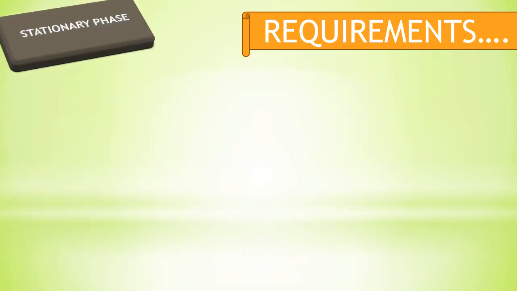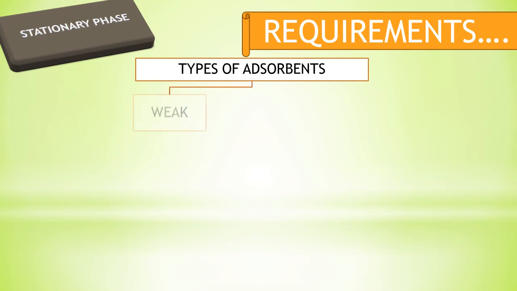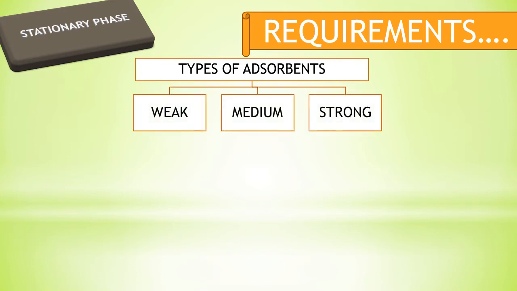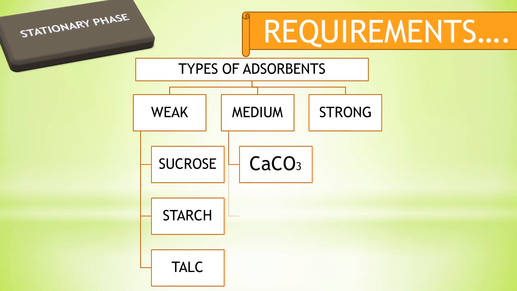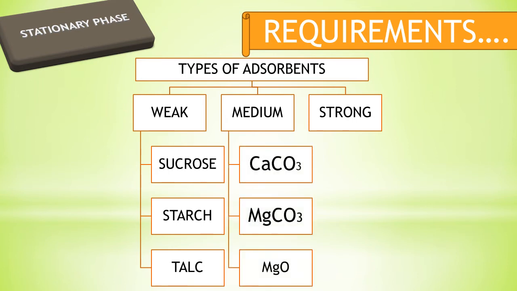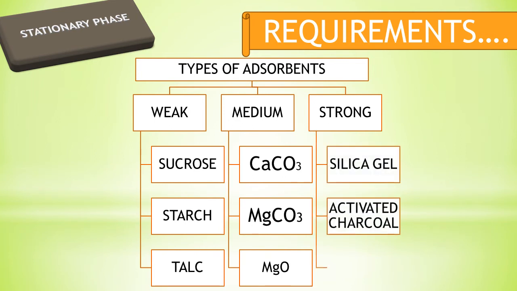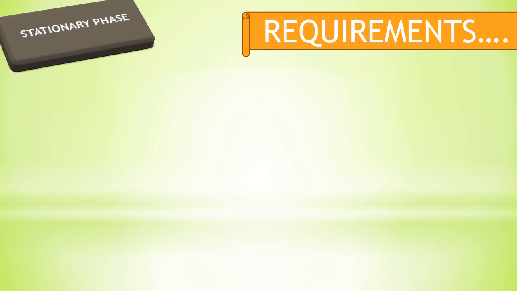First, we will discuss the stationary phase or adsorbent. Based on adsorbent activity, it can be of three types: weak adsorbent, medium adsorbent, and strong adsorbent. Examples of weak adsorbents include sucrose, starch, and talc. Examples of medium adsorbents include calcium carbonate and magnesium oxide. Examples of strong adsorbents include silica gel, activated charcoal, and activated magnesia.